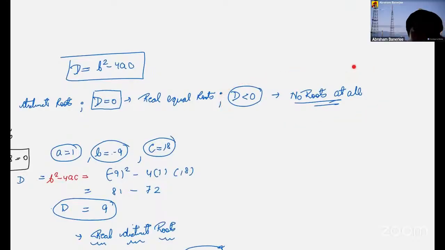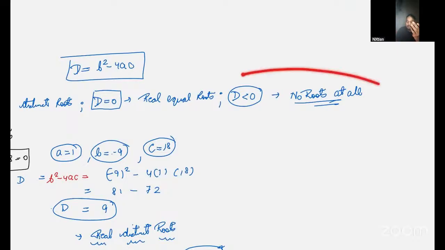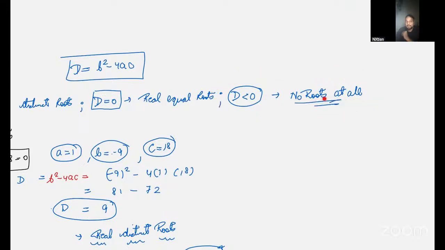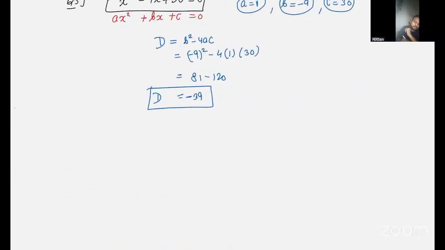Can you repeat? You get the value of D as negative, which is less than 0. And if you get the value of D negative, less than 0, then you have to mention no roots at all. You can't find the solution of this equation. Okay, sir. Thank you. Now you got it? Yes, sir.